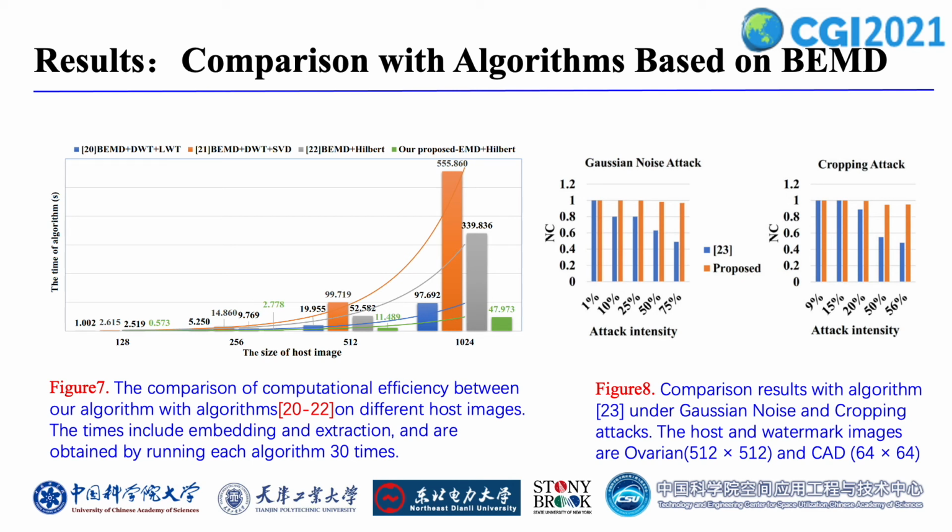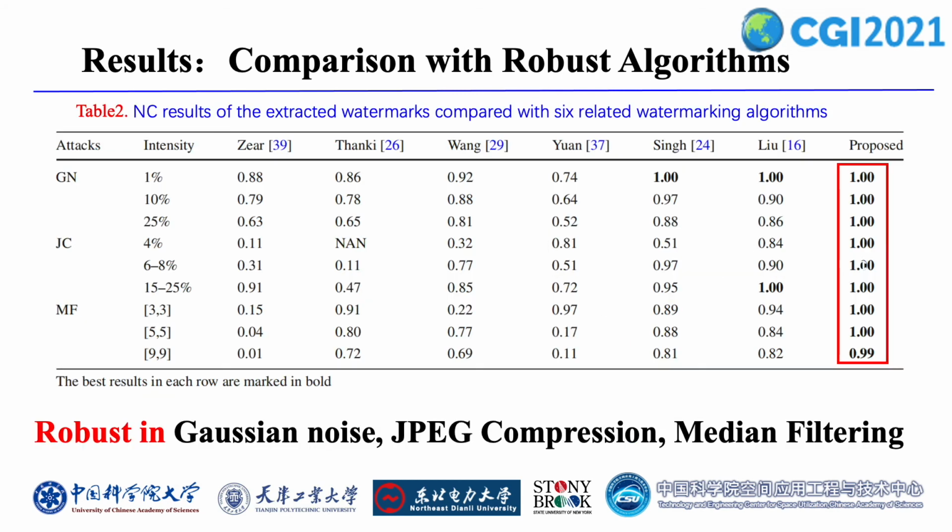In order to evaluate the efficiency and advantage of the proposed watermarking algorithm, we compared our algorithm with 6 robust medical image watermarking algorithms. From Table 2, we can see that our proposed algorithm has a good resistance to Gaussian noise, JPEG compression, and median filtering compared to the other algorithms.